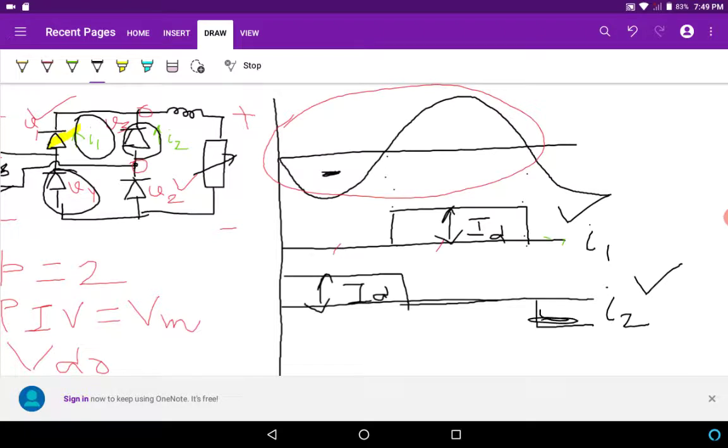Please excuse me, this is not the correct waveform. This will be the waveform. Okay, so this is I2 and this is I1 and I2. Now let us see how this current will look on the primary side.